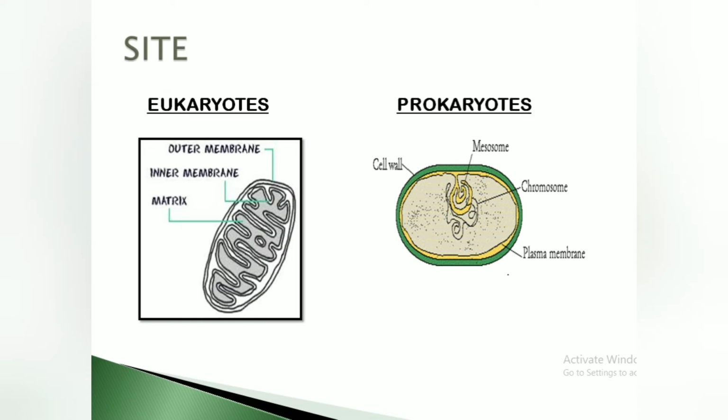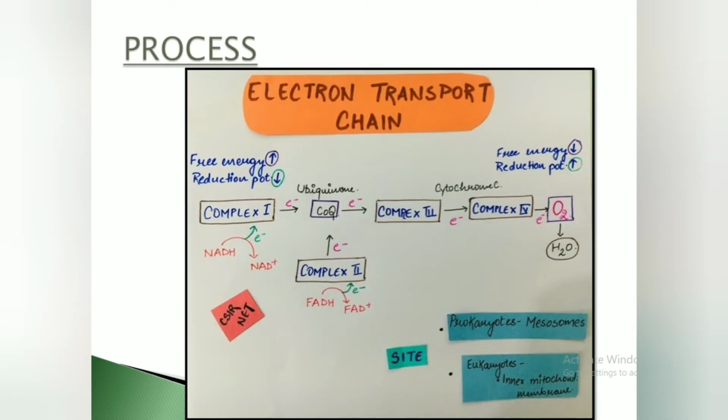Talking about the site where it occurs, in prokaryotes it occurs in the mesosome. The infoldings of the plasma membrane in bacteria are known as the mesosome, where the electron transport chain functions, and in eukaryotes the ETC occurs on the inner membrane of the mitochondria. So this is the complete process of the electron transport chain. I have tried to make it as simple as possible.